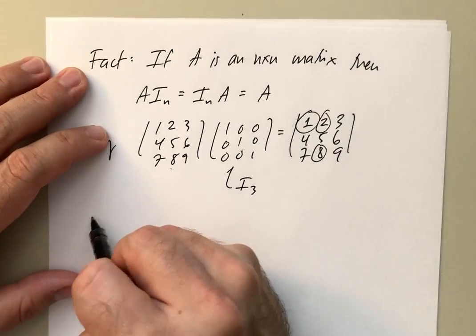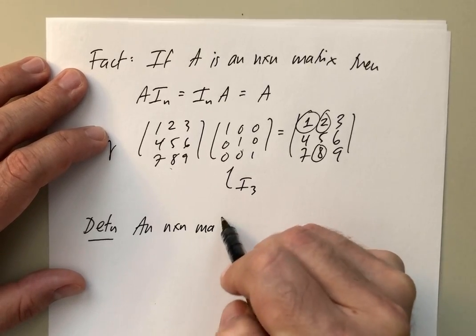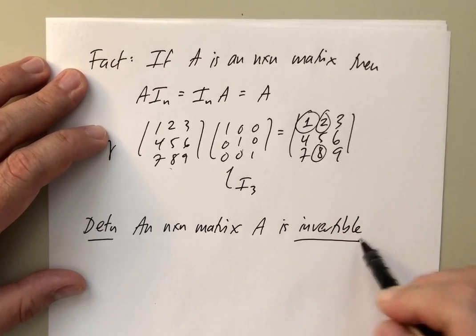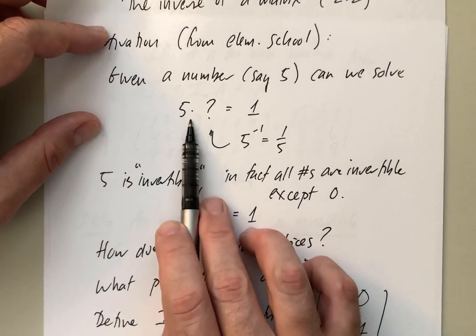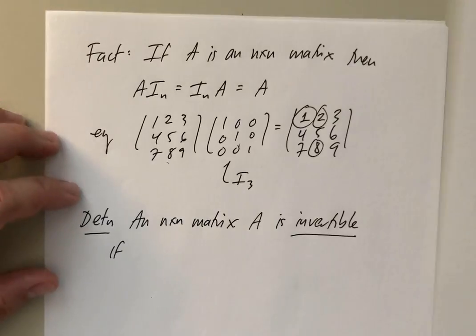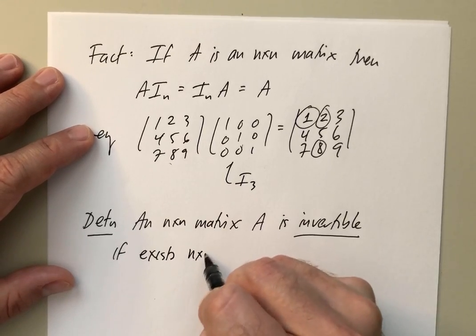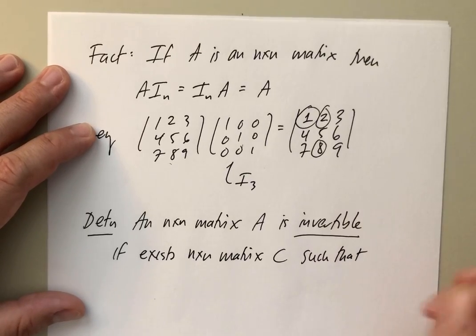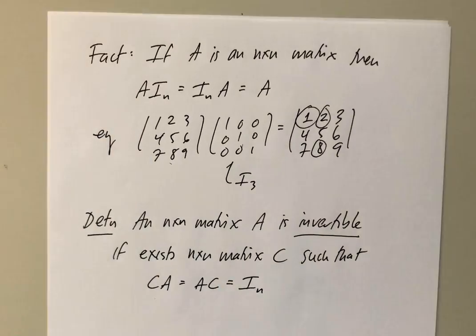And so the main definition of the day is that an n by n matrix A is called invertible if, just like over here, let me motivate this for a second. We said that 5 was invertible because I could put something here to multiply to 1. So we're going to do the same thing here. We'll say a matrix is invertible if there exists an n by n matrix C such that the same thing happens: C times A, which is the same as A times C, gets me back to I_n, the identity.